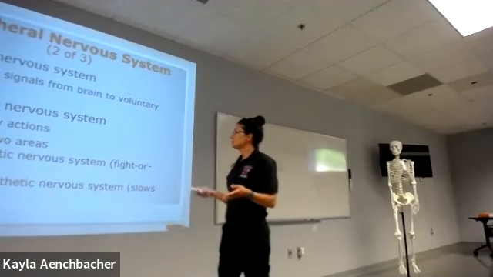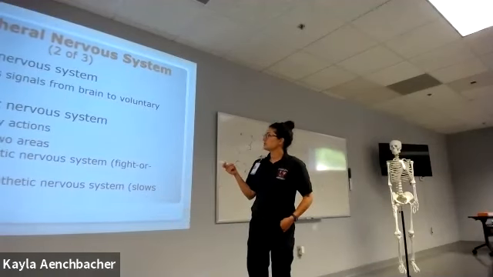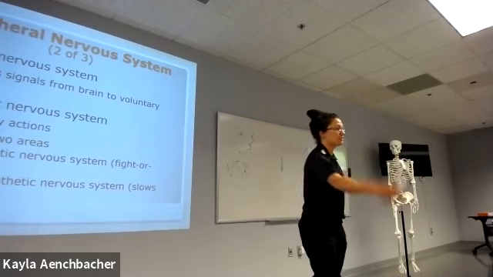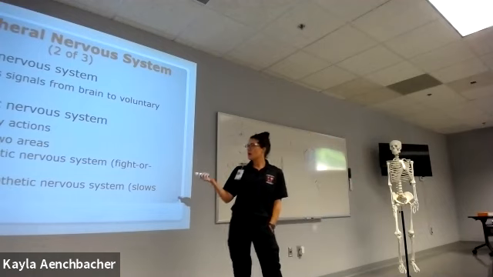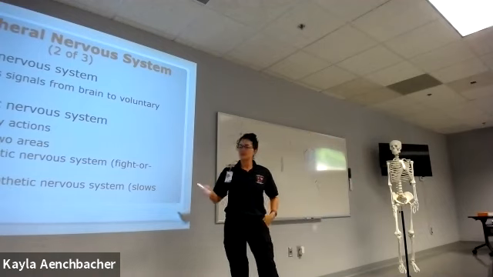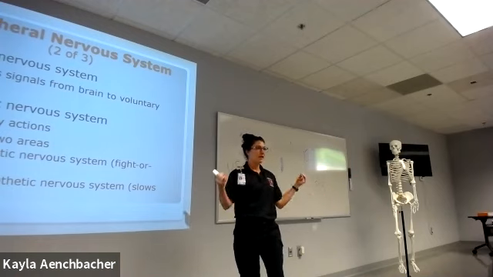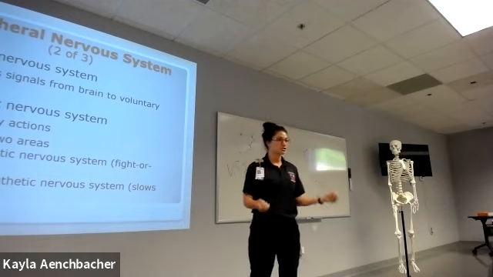All right, so guys, we've got this somatic nervous system. That's going to deal with the voluntary stuff, the things I can control. The autonomic nervous system, again, that's going to branch off into the sympathetic and parasympathetic, that involuntary stuff I can't control.